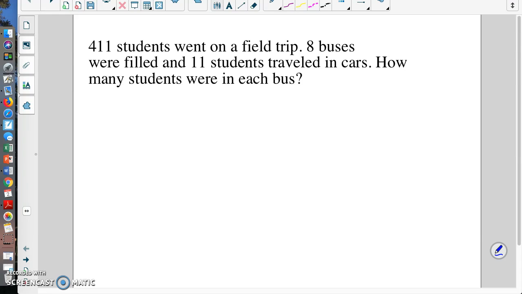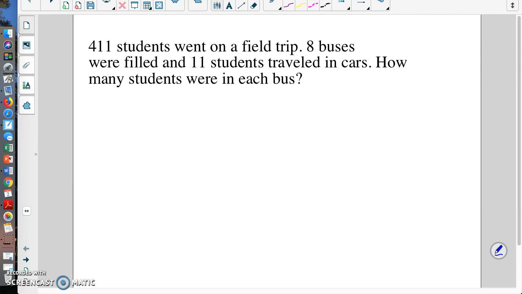So make sure you press pause now, read your question, try to make your equation, and then you can press play to see if you made the same equation as I did. So 411 students went on a field trip. 8 buses were filled and 11 students traveled in cars. How many students were in each bus?